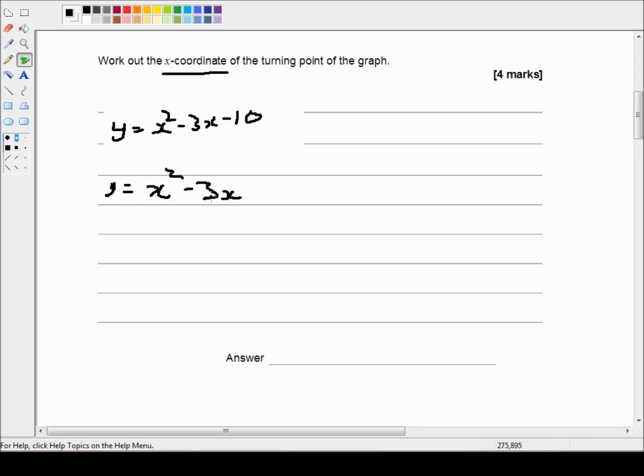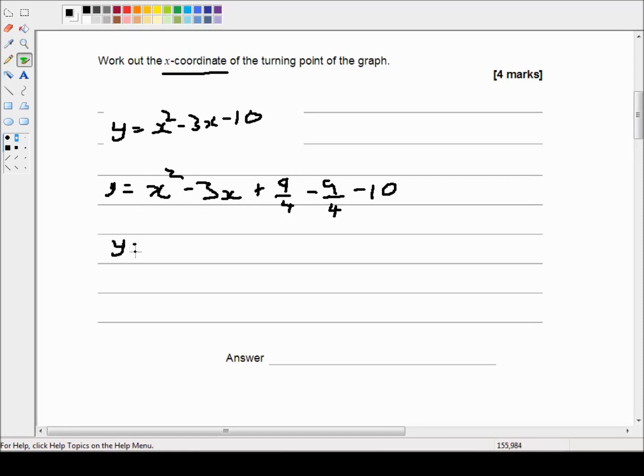Okay, so how do I complete this square? Well, I've got to take this b term, which is negative 3, and I've got to divide it by 2. And now I've got to take my negative 3 over 2 and square it. So I've got to add 9 over 4. And since I've added 9 over 4, I've got to subtract 9 over 4. And then I've got my minus 10. Now, everything from the x squared to the plus 9 over 4 is a perfect square.